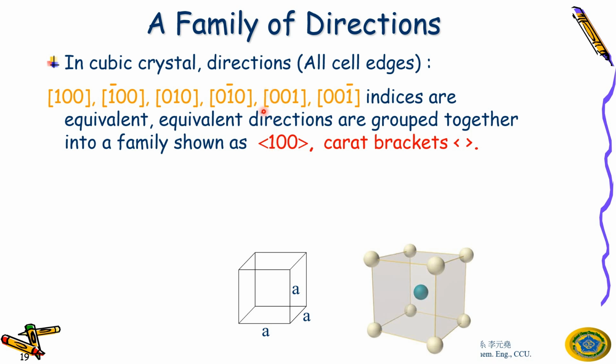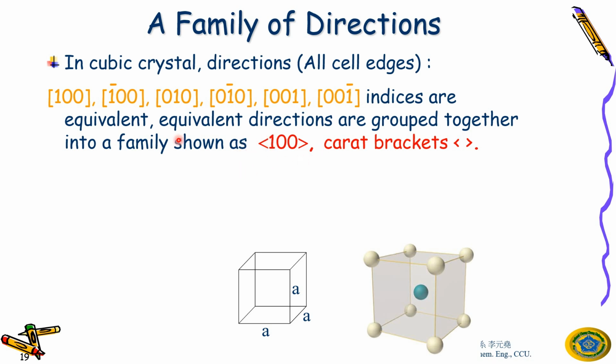This is square bracket, right? This is square bracket. This is called angle bracket. So when I talk about 1 0 0, it means what? When I talk about angle bracket, 1 0 0 angle brackets, it means that we are talking about all these directions. So this is what we call the family.